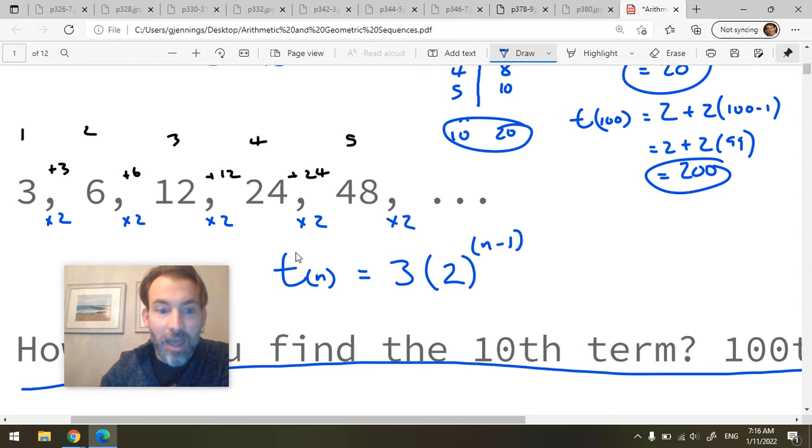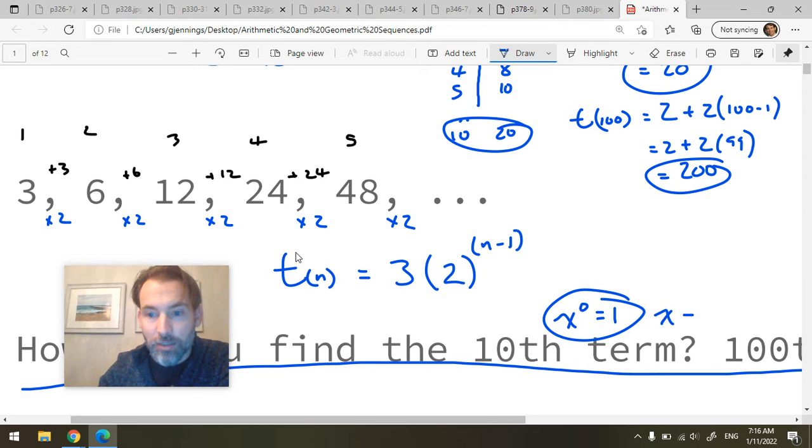That's 0. Anything raised to the power 0, here I'll write it out, x to the 0 equals 1, for all x, x is not equal to 0. Okay, so for any number that's not 0, when I raise that to the power 0, it gives me 1. 0 is the only exception. Okay, so here, because 2 is not 0, 1 minus 1 is 0. So 2 to the 0 is 1, so this will give me 3 for the first term. And notice, if I put in 2 there, 2 minus 1 is 1. 2 to the 1 is 2. 3 times 2 is 6. So this will predict all of these terms.